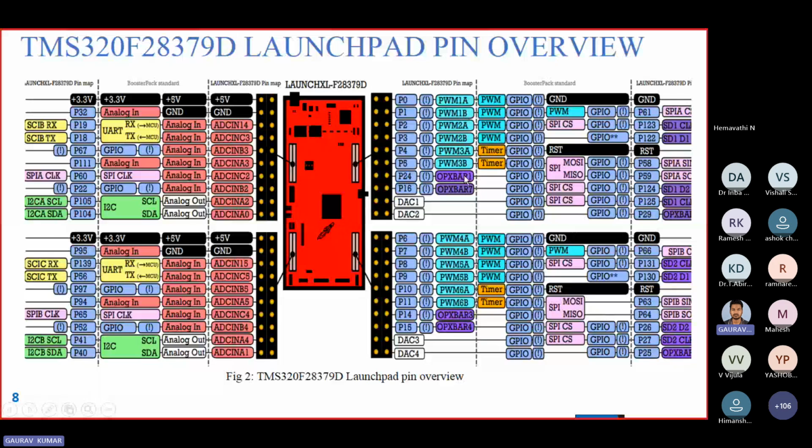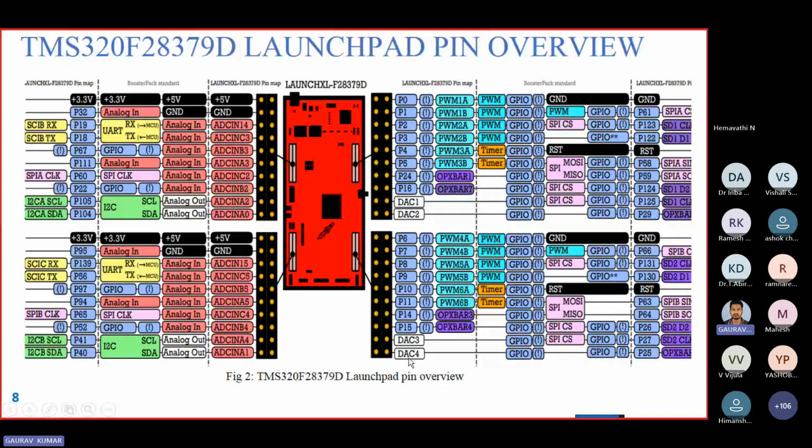Some GPIO pins are also there. Some ADC input pins are also there, from which we can sense the analog input. Some 5-volt pins are also there. There are a total of 4 grounds on the pins. Some DAC outputs are also there. We have 4 DAC outputs: DAC1, DAC2, DAC3, DAC4. Okay, moving on to the next slide.